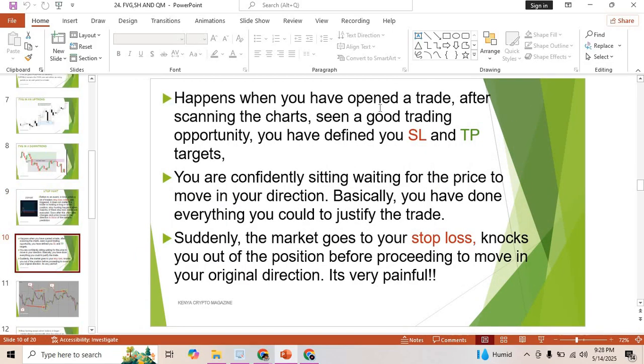So it happens when you've opened a trade after scanning the chart and seeing a good trading opportunity, and you have defined the stop and your take profit targets. You are confidently sitting for the price to move in your direction. Basically, you've done everything you could to justify that trade. But suddenly, the market goes to your stop loss, knocks you out of that position before proceeding to move in your original direction. No wonder we are saying a stop hunt is very painful.